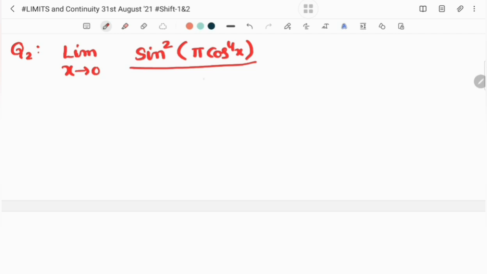Question number 2. I hope everyone understood. The next question: limit x tends to 0, sine square of pi into cos power 4x divided by x power 4, which is equal to: first option 4 pi, second option 4 pi square, third option 2 pi square, the fourth option pi square.